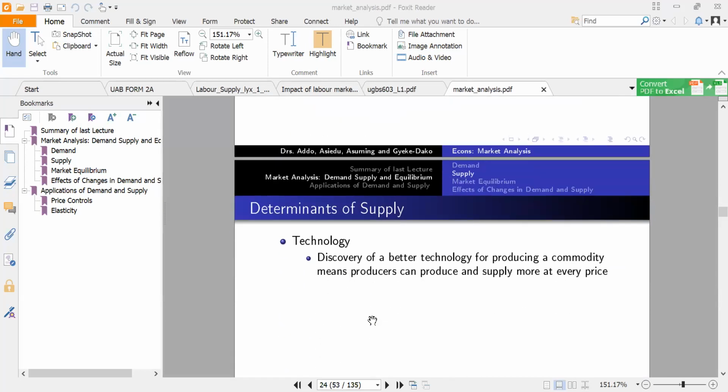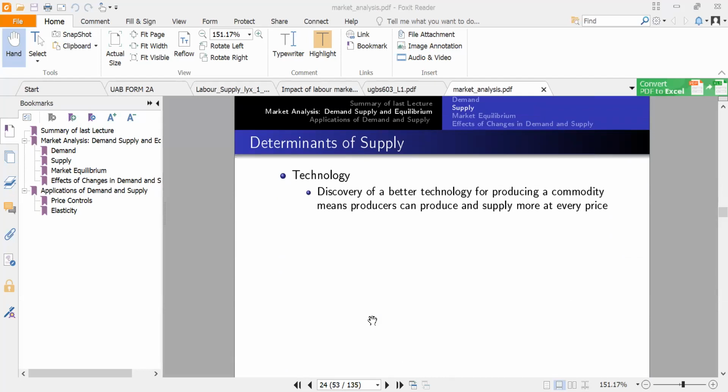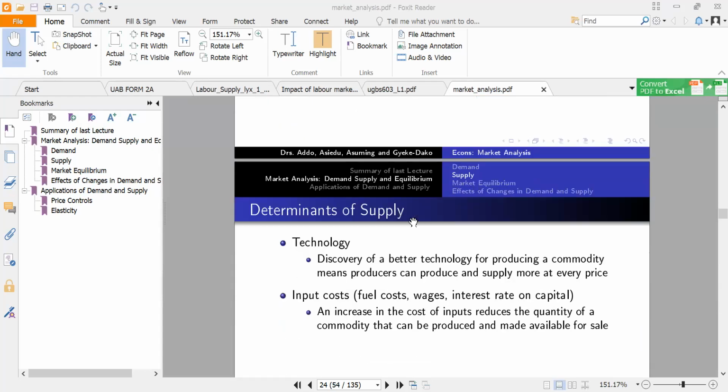All right, determinants of supply. The same analysis that we did for the determinants of demand, we also do for supply. It's not only price that influences supply of a good. Other factors can impact the supply of a good, and I'll just go through them quickly. Technology can increase supply. If you have a better technology, you can produce more. So discovery of a better technology can increase supply of the good.